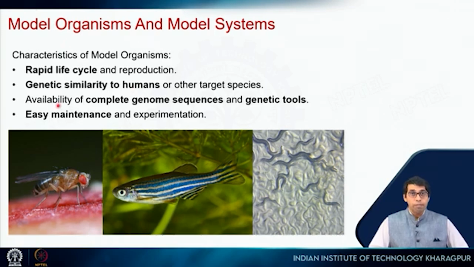Availability of a complete genome sequence is very important. We should have the complete genome sequence of this model organism, and we should know how many proteins are there and things like that, right? And there should be genetic tools available, because we want to make mutations, we want to delete certain proteins, we want to introduce some other proteins. All of these things can be done relatively easily. That is why these organisms are chosen as model organisms. And also easy maintenance and experimentation.